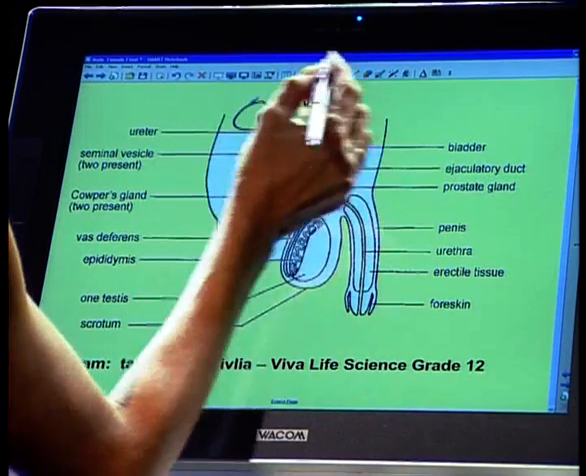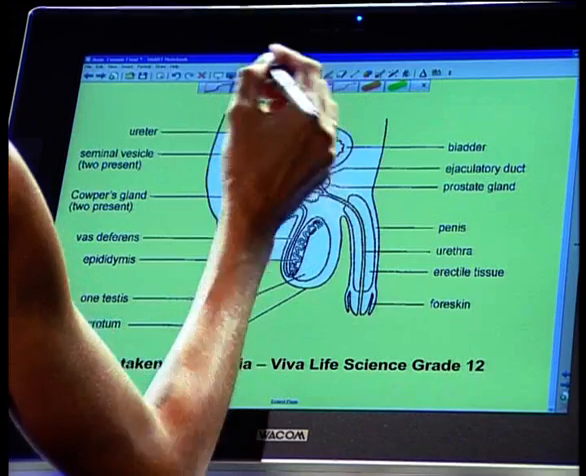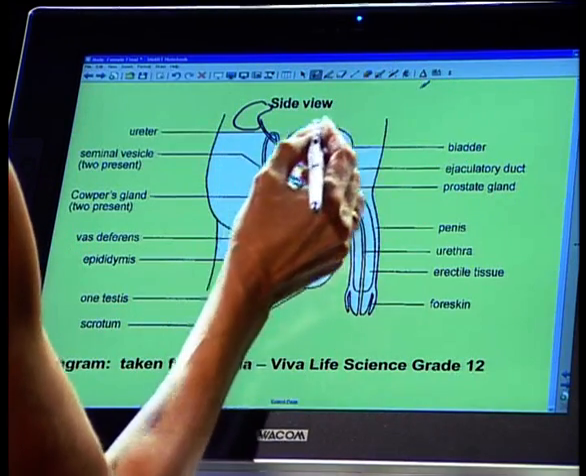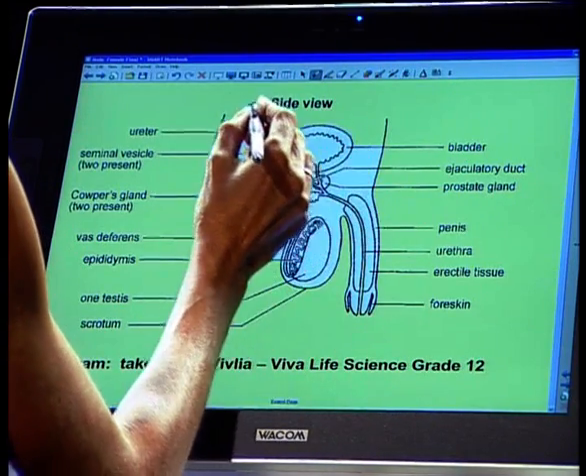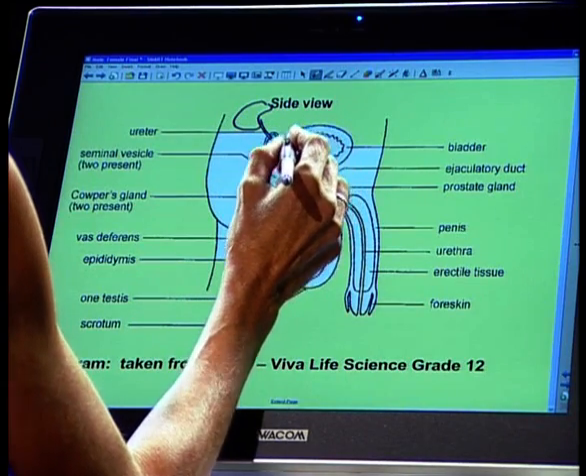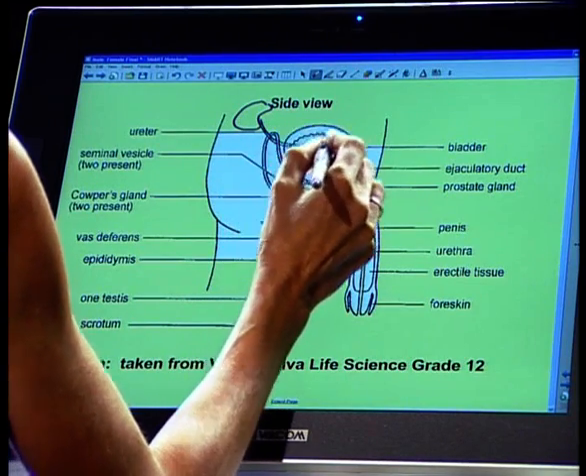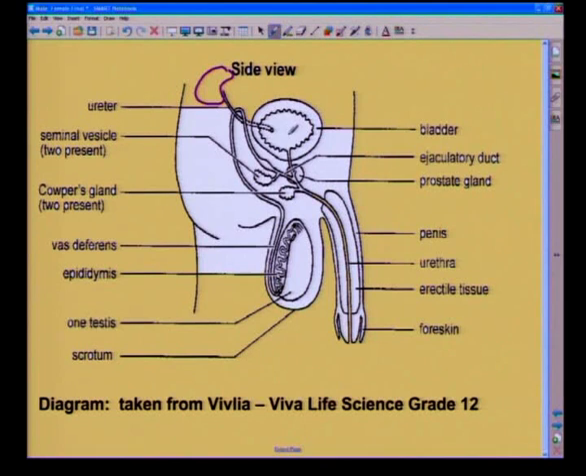Then we have, in fact, I want to get a different color pen here, so let's do this. We then have the bladder. So the ureters pass into the bladder. You've done this in grade 11, into the bladder, and then it will pass from the bladder out through the urethra, and that is what the male will urinate through. So remember, the urethra is actually very, very important because it is one tube for 2 functions.